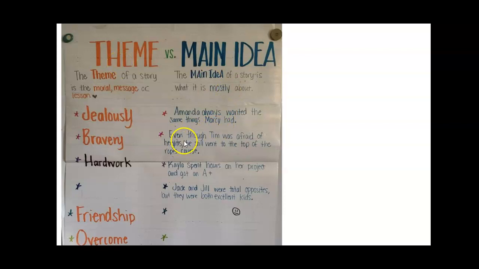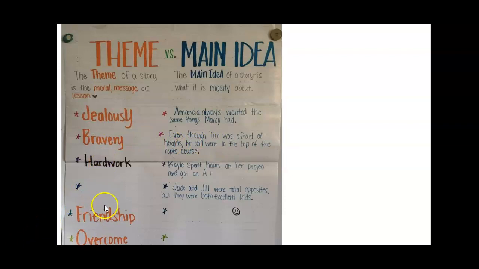Here's another example. Even though Tim was afraid of heights, he still went to the top of the ropes course. So what does this tell me? The theme of this story is bravery, or overcoming obstacles, perseverance. Even though he was afraid of heights, he still went to the top of the ropes course. Is this the only story we can read about bravery? Absolutely not. So you can look at some of these other examples.